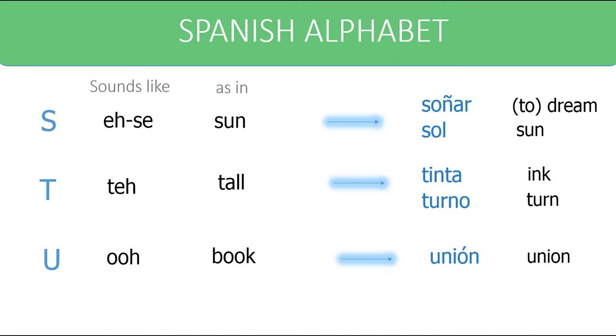So let's remember the sounds. S, T, and U. Some examples would be the word "soñar," "sol," "tinta," "turno," and "unión." So let's practice what we have learned so far. A, B, C, D, E, F, G, H, I, J, K, L, M, N, Ñ, O, P, Q, R, S, T, U.